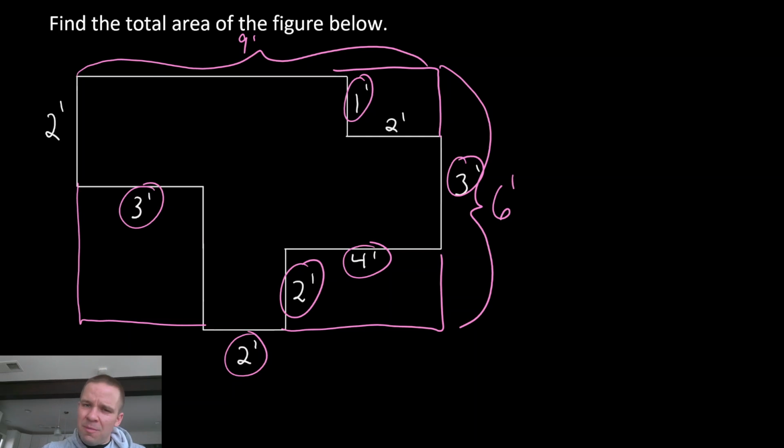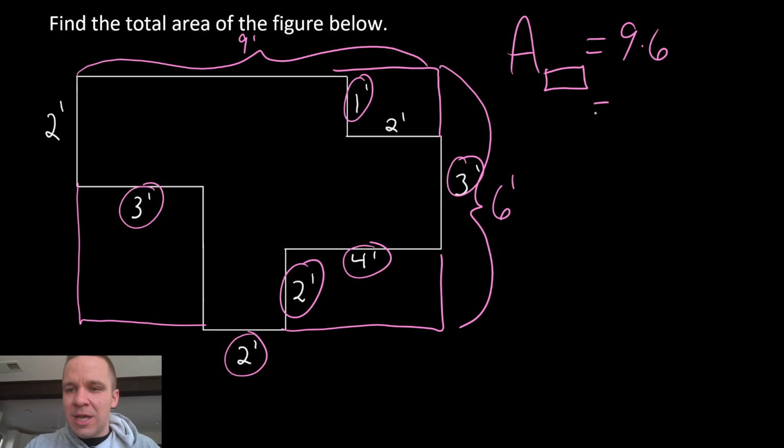Okay, lovely. So my area of that whole big rectangle looks more like a square. There we go. It is going to be 9 times 6. That's going to be 54 feet squared. So that's the whole thing. Now I need to subtract out all my overage. So I got to figure out each individual little extra rectangle that we got going on here.